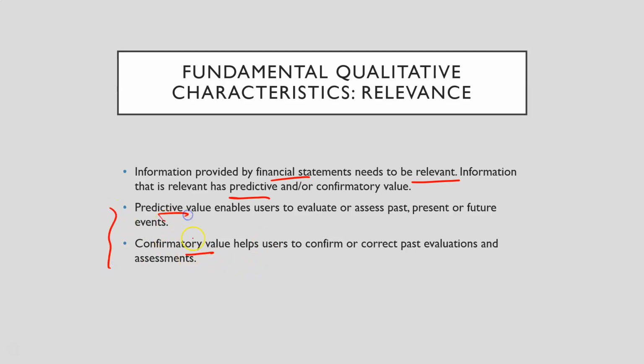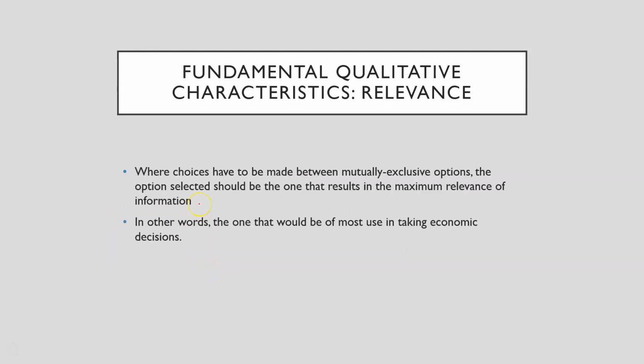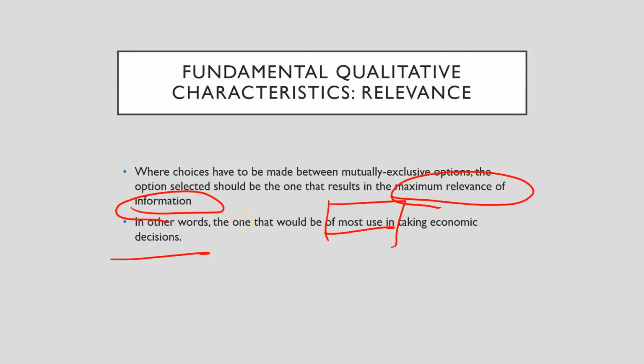This question of predictive values and confirmatory values. If you have a number of options for how you could recognize something, what we're trying to do is go with the maximum relevance of that information, the one that would be of most use in taking economic decisions.